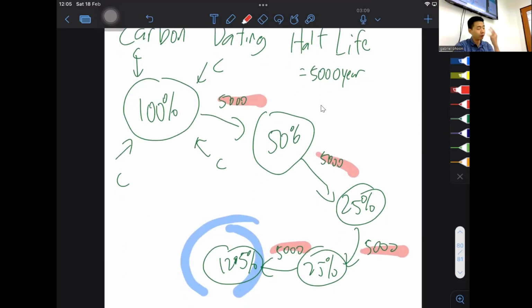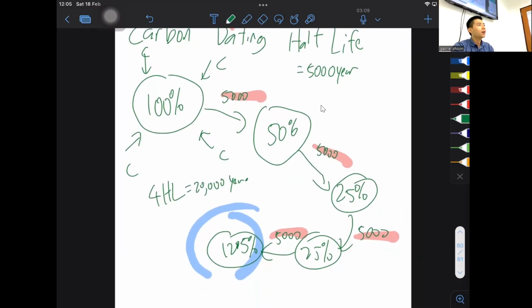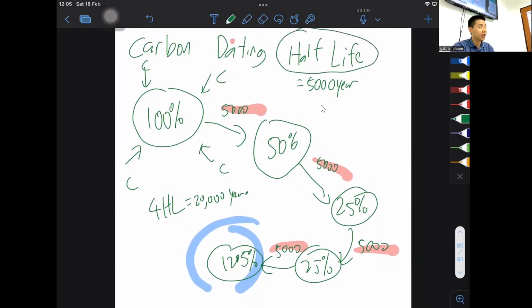And because it has gone through 4 half-lives, I know for a fact that 4 half-lives will be equal to 20,000 years, right? This bone that I just found is 20,000 years old, and this is the simplest way I can think of to explain half-life. I repeat again, half-life, by the name itself, is the time taken for half of its life to decay away.